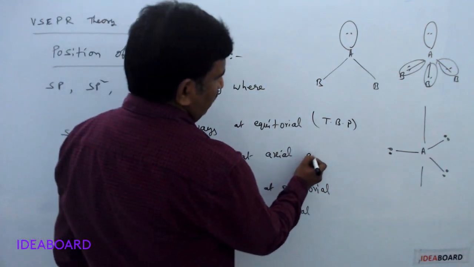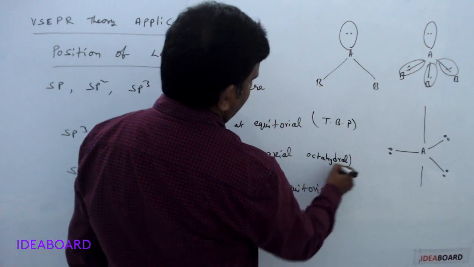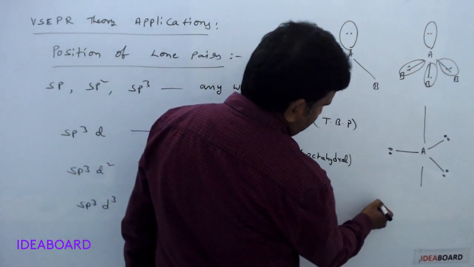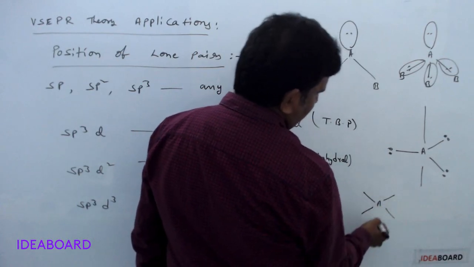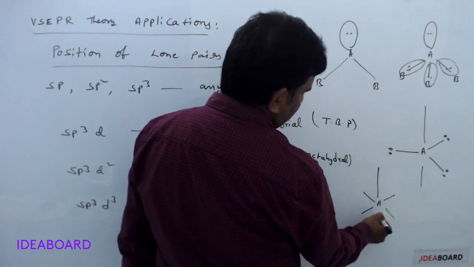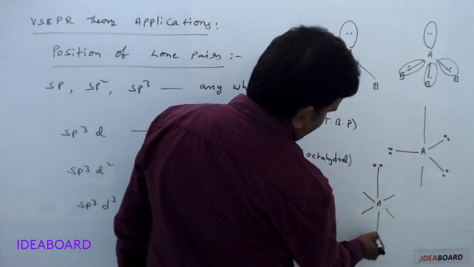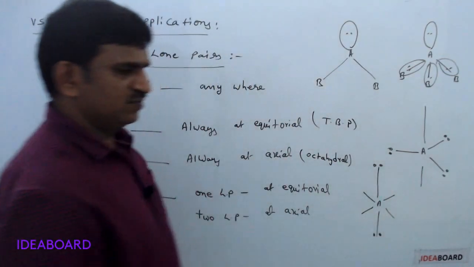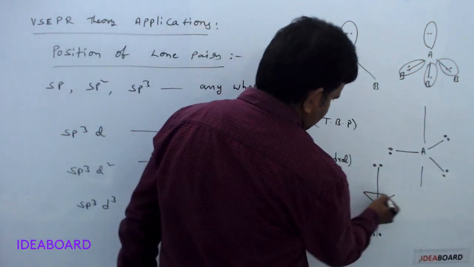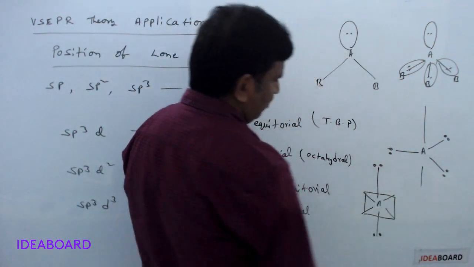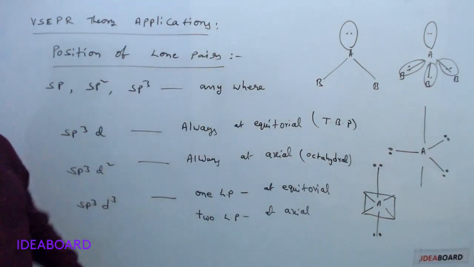Octahedral is the shape for sp3d2, and in the octahedral, suppose this is the central atom, and these are the bonded atoms, this is above the plane, this is below the plane. Here a lone pair or here a lone pair is present, but it is never at the square planar. So this is the square planar, and on this plane we can't get lone pairs. At axial positions only we will get them.